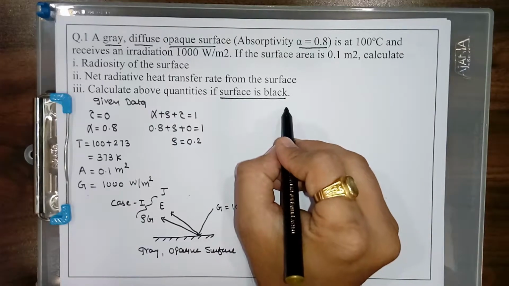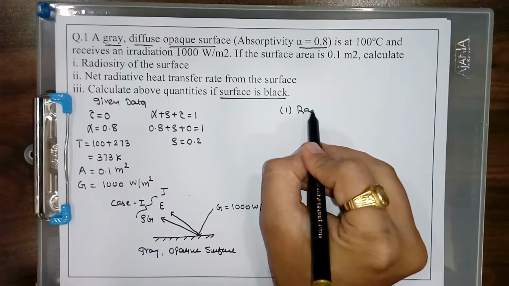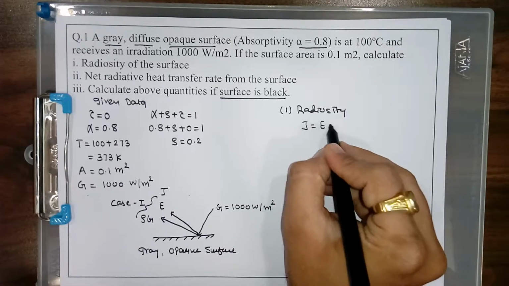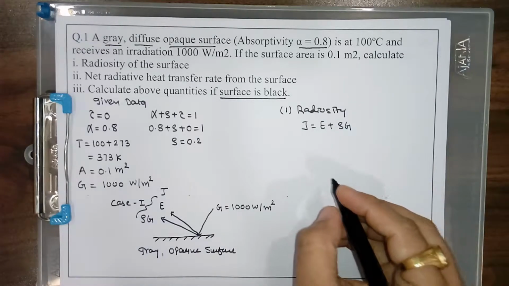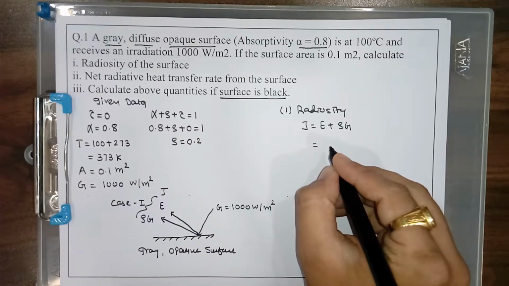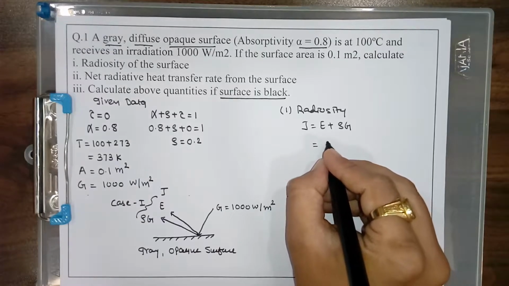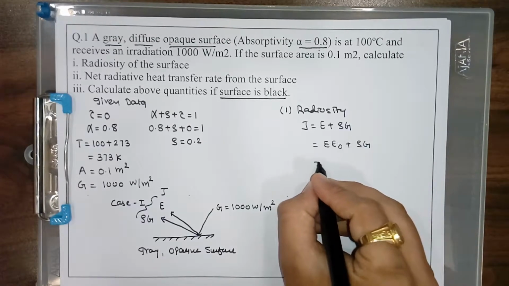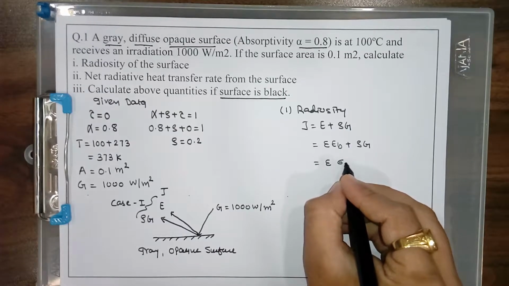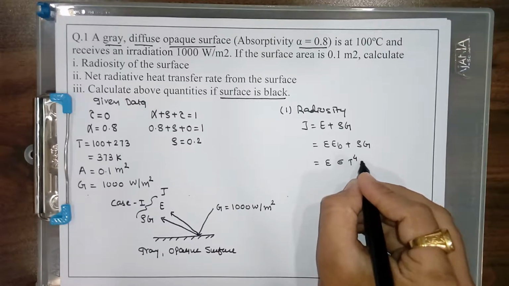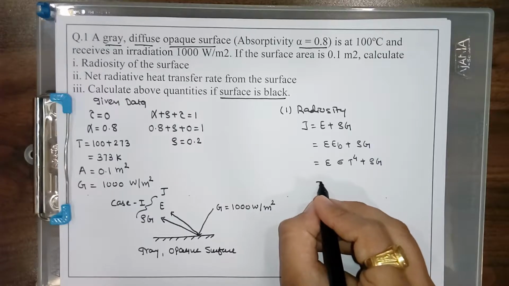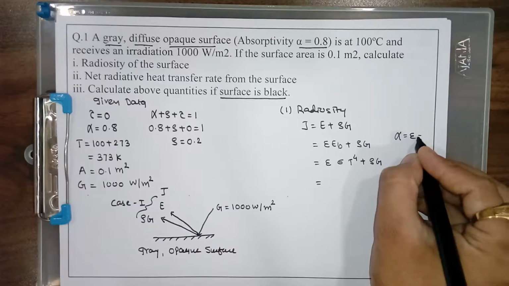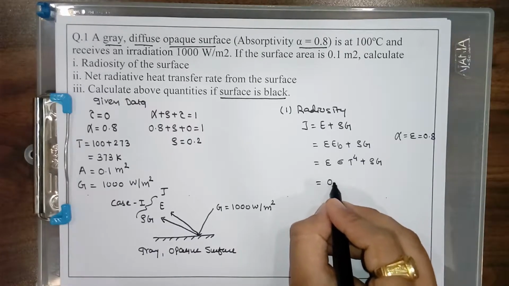So first we are finding the radiosity. Here J equals the emissive power plus the reflection of the irradiation. Now we know that for surfaces other than black, the emissive power is emissivity times the emissive power of a black surface, plus rho G. And according to the Stefan-Boltzmann law, J equals epsilon sigma T to the power 4 plus rho G. Here the emissivity we can calculate using Kirchhoff's law, that alpha equals epsilon, that is 0.8. So our emissivity is 0.8.